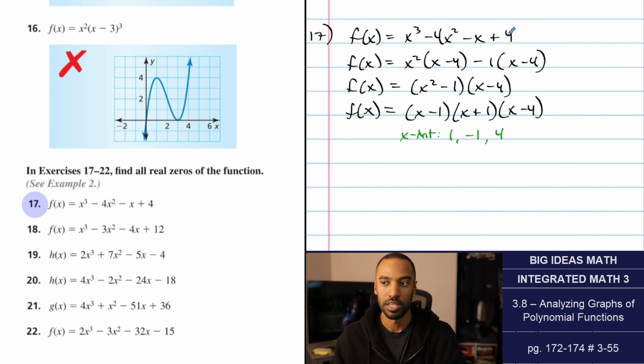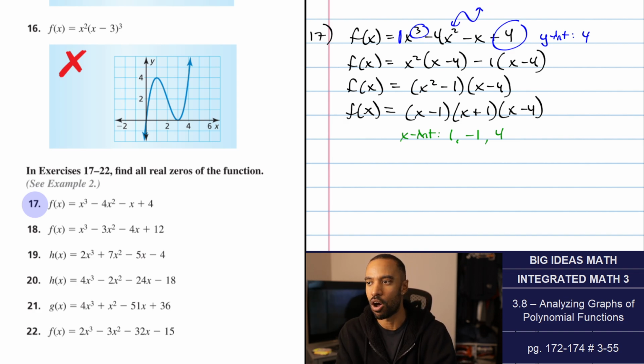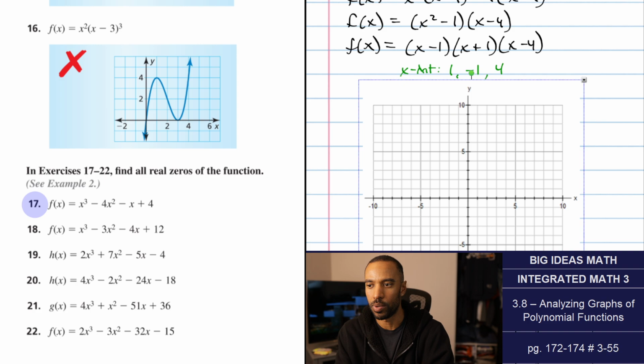Your initial standard form actually reveals some good things as well. It reveals your y-intercept is 4, although you could plug in 0 there. It reveals you have a cubic and a positive leading coefficient. So you know it's going to start down, finish up. So all that stuff is involved. We have all the information that we need, and so we can sketch that graph.